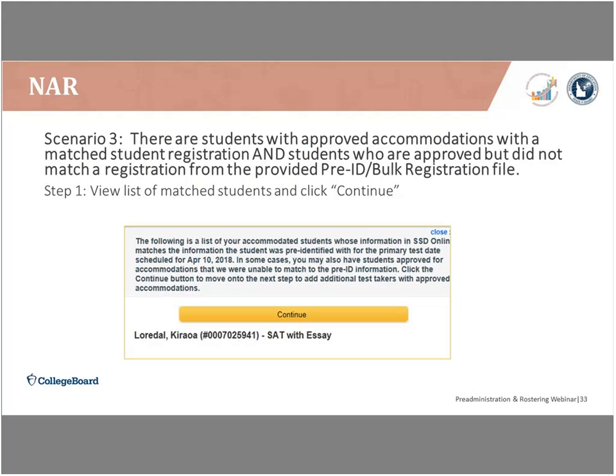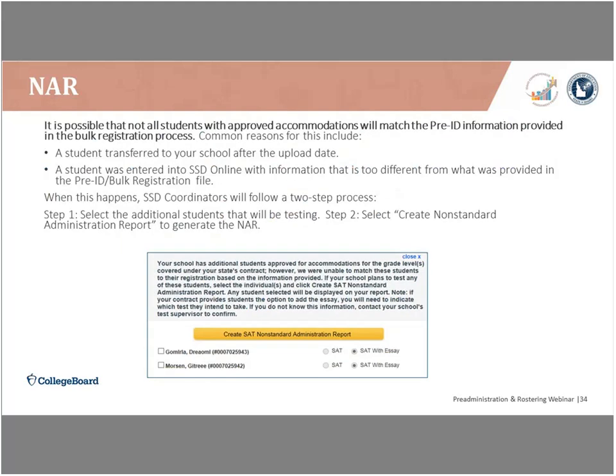So first of all, the first step in the process when this takes place is you'll want to view a list of matched students and click Continue. And then it's possible that there are students that may not match for a couple of reasons. One, the student transferred into the school after the upload date. Two, a student was registered into SSD Online that was a little bit too different than what was provided with the pre-ID bulk registration file.